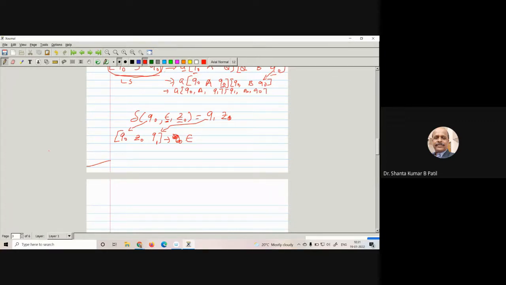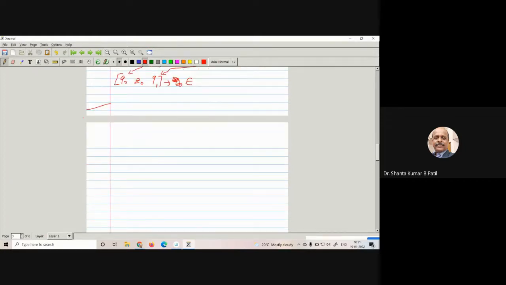For example, if the transition functions are given like this: delta of Q naught, terminal a, Z naught is equal to Q naught Z naught, Q naught Z naught. Transition functions are given like this.